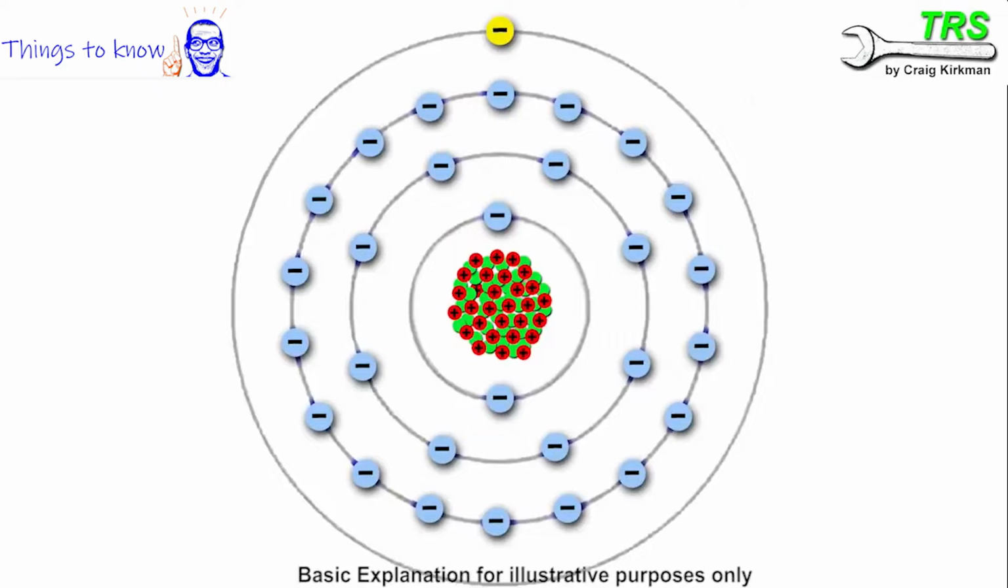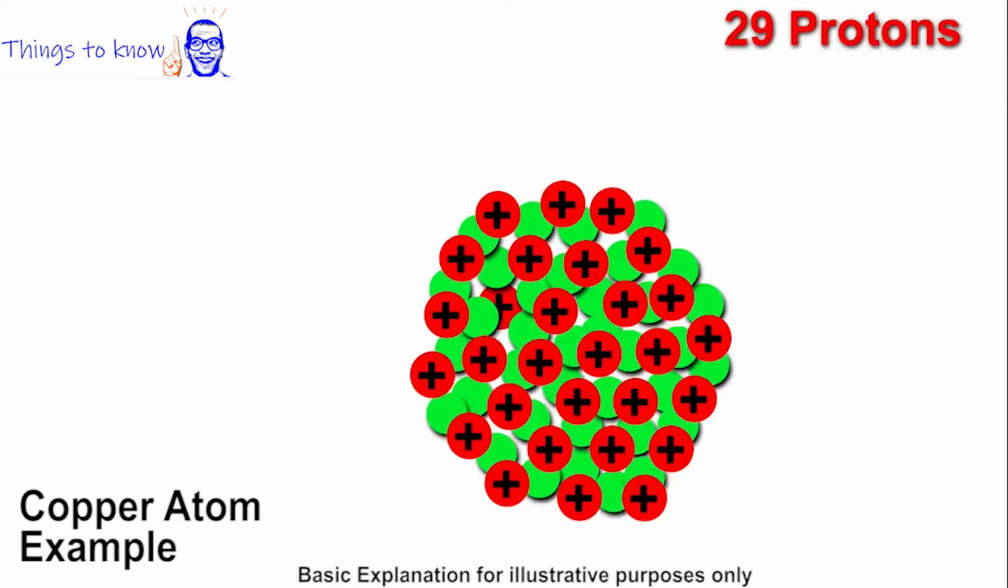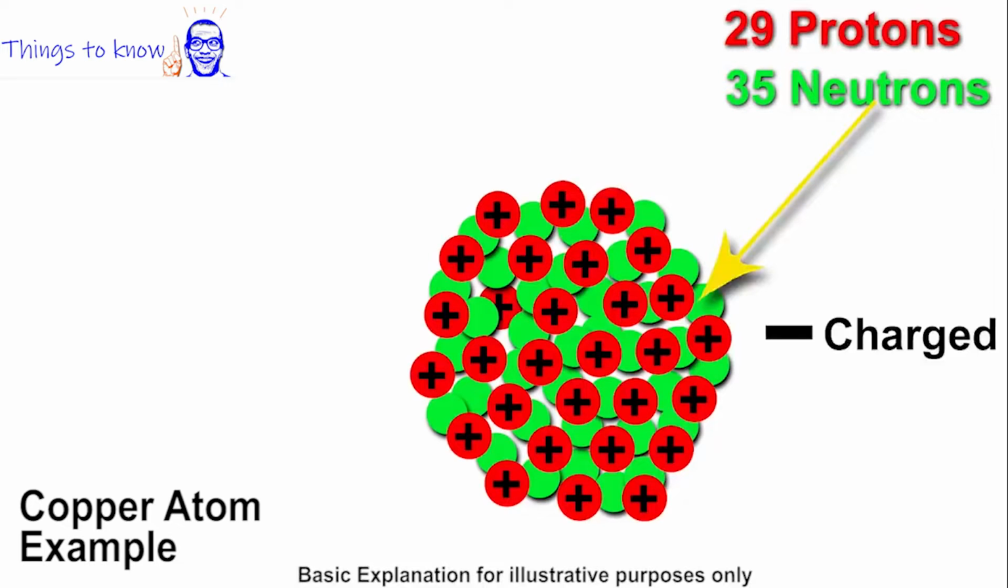Well, in the following example, I'm going to use this copper atom. In its centre nucleus, there's 29 positively charged protons. And in there amongst them are 35 neutrons, called neutrons because they are neutral in charge, meaning they're neither positive nor negative. So basically, these 29 positive particles and 35 neutral particles make up the centre nucleus of the copper atom.